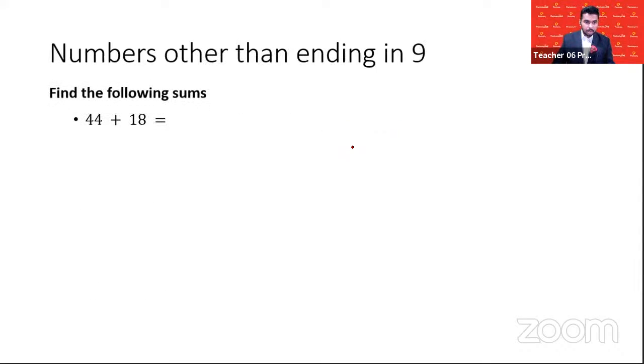So if it is numbers other than 9, how are you going to deal with it? We have already considered them in some of our previous examples, but just for the sake of revision, let us do this. So 18 can be represented as 20 minus 2. So 20 with 44 would be 64, and you have to take 2 away. So this is going to be 62.